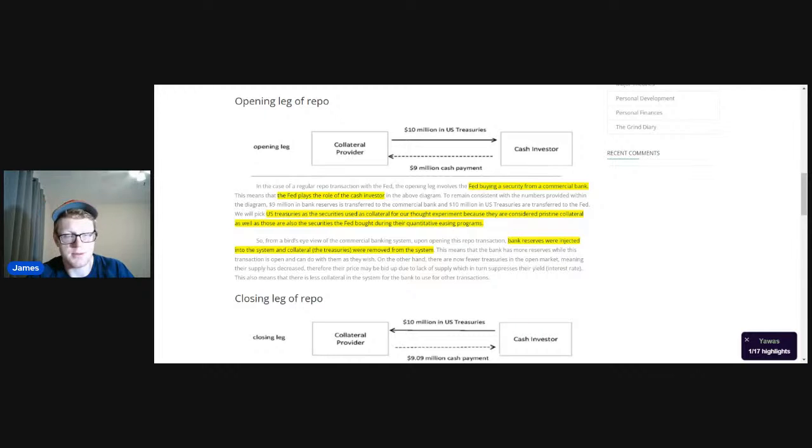Again, just the specific entities I'm choosing for this example. So therefore, for a regular repo, the Fed plays the role as the cash investor. They give, in this case, bank reserves, we'll say 9 million with the graphic, to the collateral provider, who would be the commercial bank, who then gives 10 million in US treasuries to the cash investor. This difference is the haircut, which I go into in that other post. Just basically discounting the collateral.